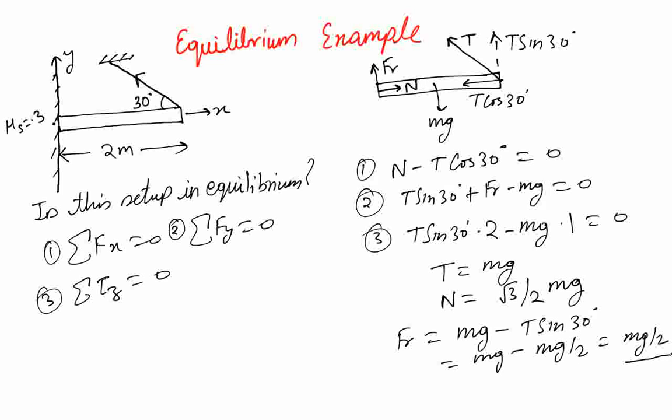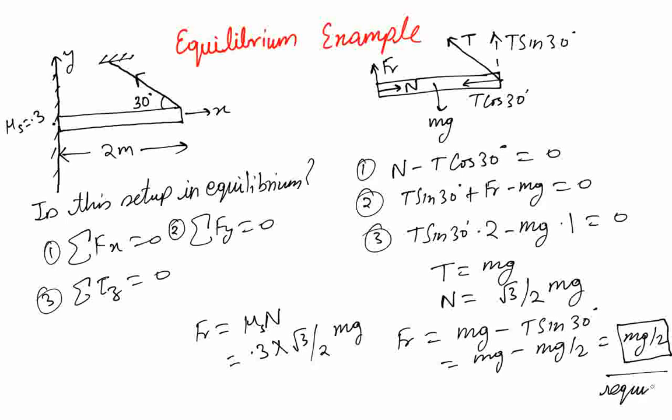Okay, so this should be the friction present to support the beam. This is the amount of friction that should be present. Only then will the system be in equilibrium. But we also know that the maximum value friction can achieve is mu s N. So let's see what is the maximum value of friction. N we already know is root 3 over 2 mg. But looks like this value here is actually less than the required value.